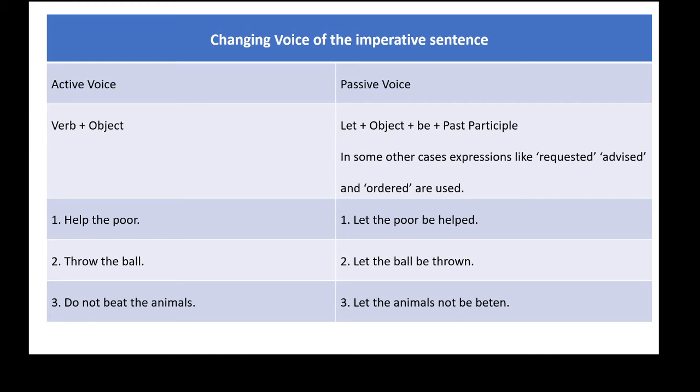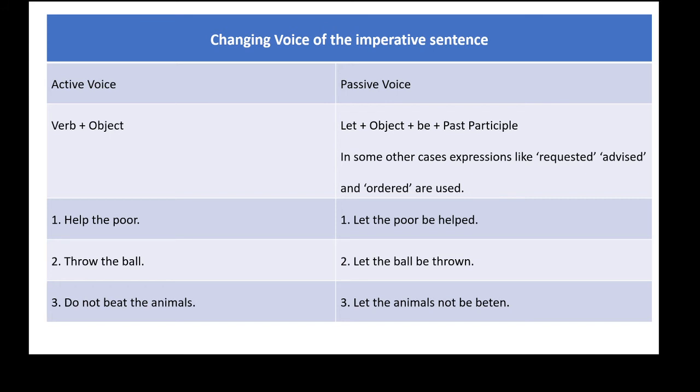Let us deal with another example. This sentence or this example also is of same kind. It is imperative sentence beginning with verb, that is throw. The sentence is throw the ball. In this sentence the ball is an object, so verb plus object structure is there. While transforming this verb plus object structure into passive voice, we have to follow the same structure again, that is let plus object plus be plus past participle of the main verb.